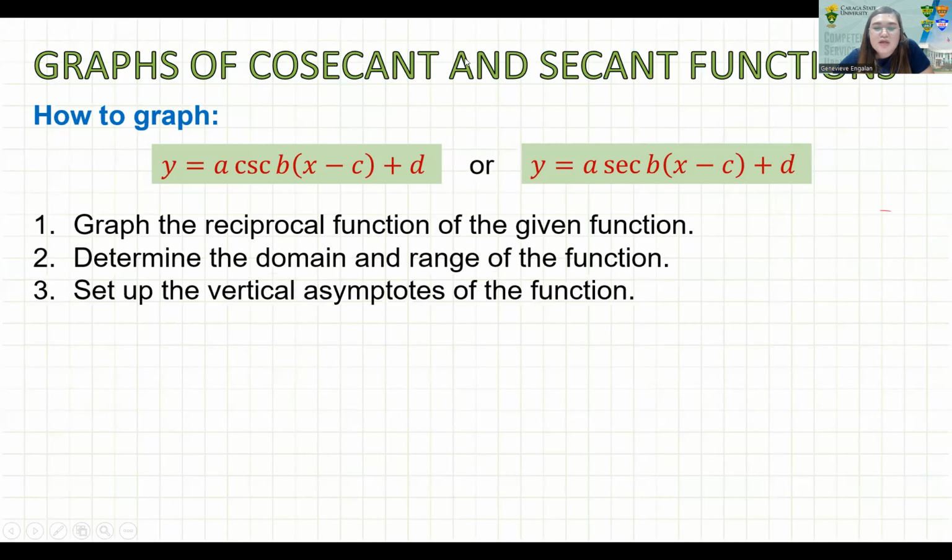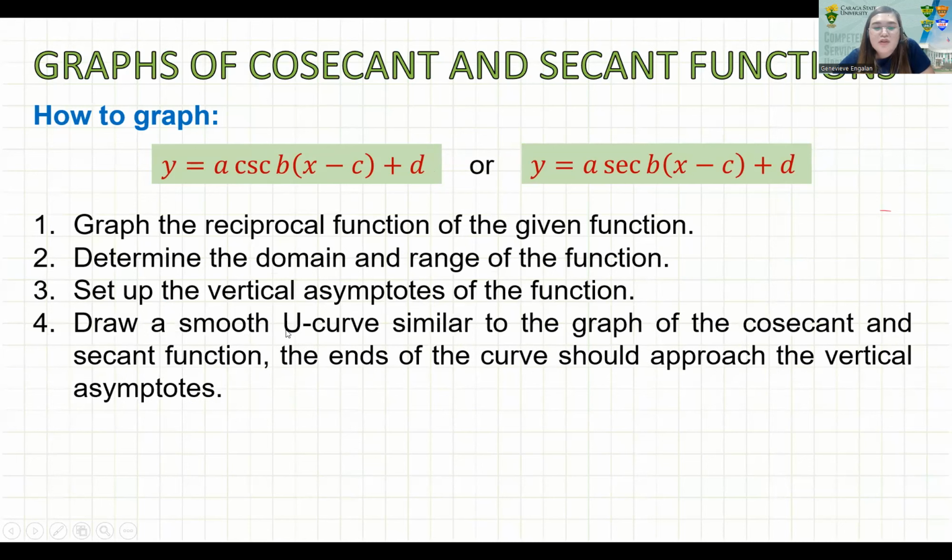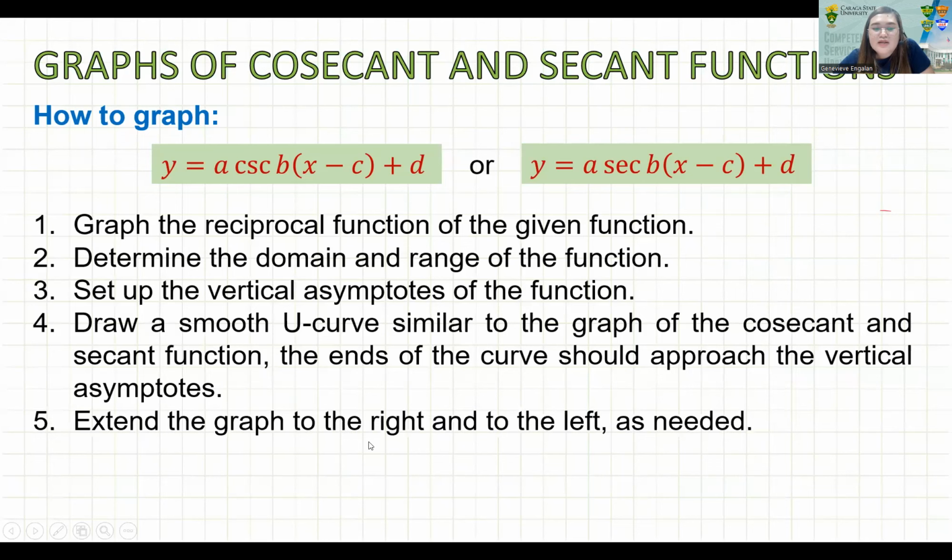Okay, ang tawag atong mga lines nga murag imaginary line mao siya ang mga vertical asymptotes sa function nato. So mao kato siya mga asymptotes of the function, pasabot walay value ang function diri. Okay, then draw a smooth curve similar to the graph of the cosecant and secant function. The ends of the curve should approach the vertical asymptotes. Okay, so extend the graph to the right and to the left as needed.